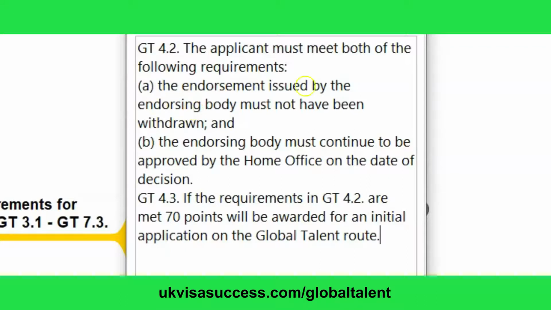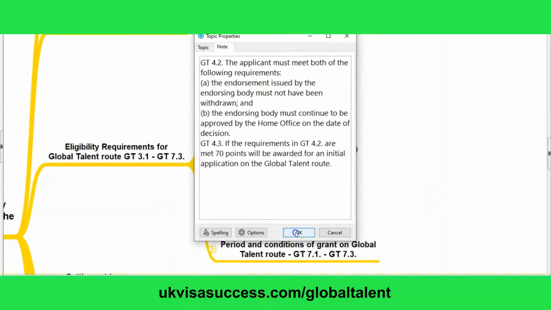These endorsements must not have been withdrawn, and the endorsing body must continue to be approved by the Home Office. As long as you meet these two requirements, and these are not mix and match requirements as they were in the skilled worker route, so you have to meet both of these requirements in order to score 70 points.